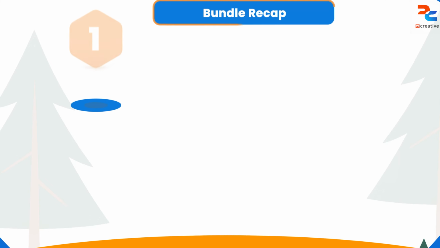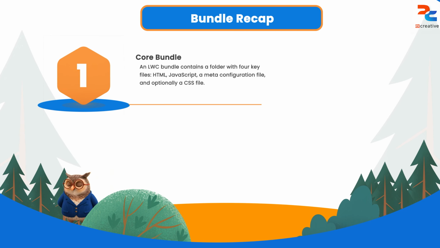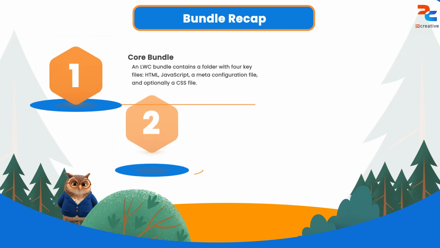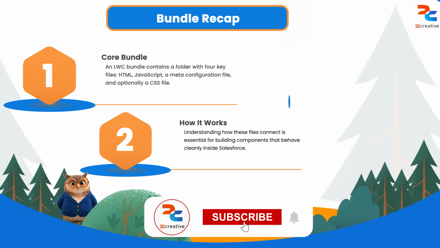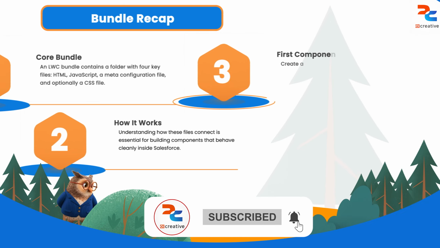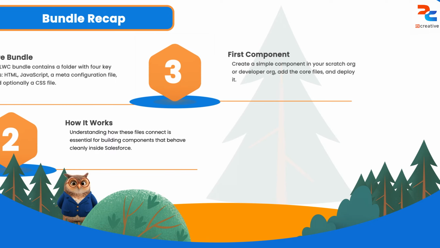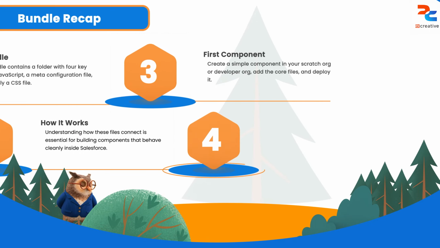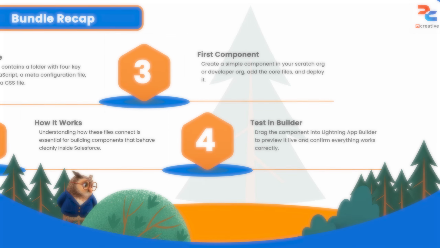To summarize, an LWC component bundle consists of a folder that holds the HTML file, the JavaScript file, and the meta file, and optionally a CSS file. Understanding how these parts fit together is key to building components that work cleanly in Salesforce. For your next step, try creating your first component in your scratch org or developer org. Name it something simple and add the core files, deploy it, and drag it into an app page and see it live.